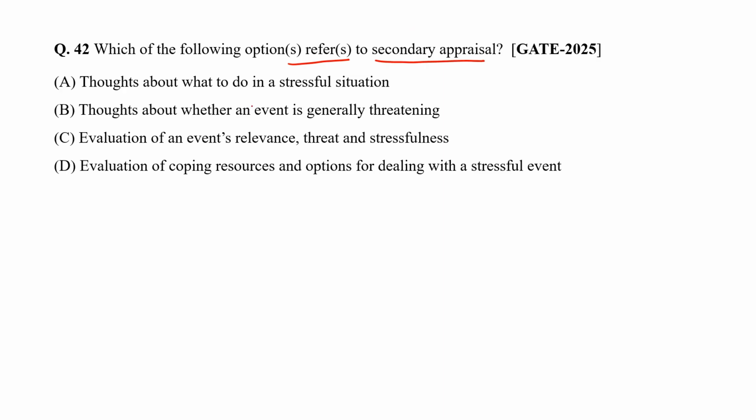We have four options: thoughts about what to do in a stressful situation, thoughts about whether an event is generally threatening, evaluation of an event's relevance, threat, and stressfulness, evaluation of coping resources, and options for dealing with a stressful event. Now, let's understand what this secondary appraisal is and what the types of appraisal are, and then let's get back to the question.